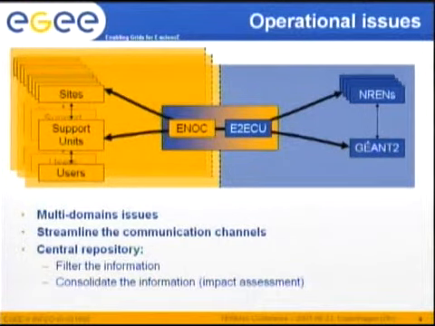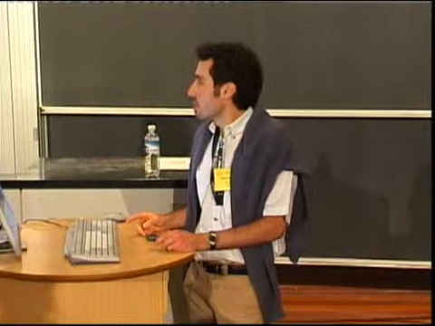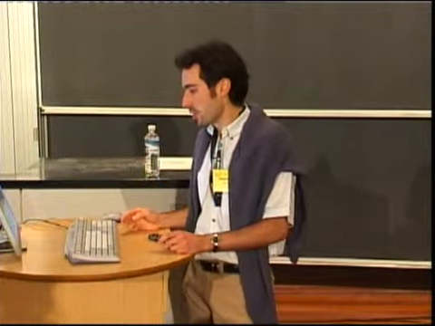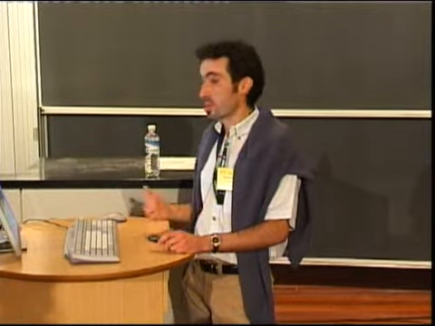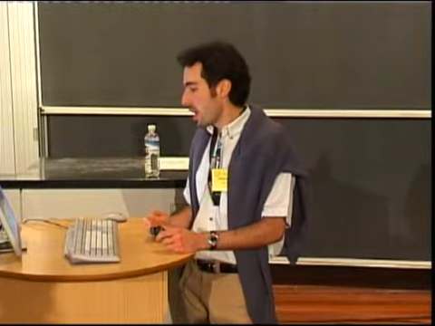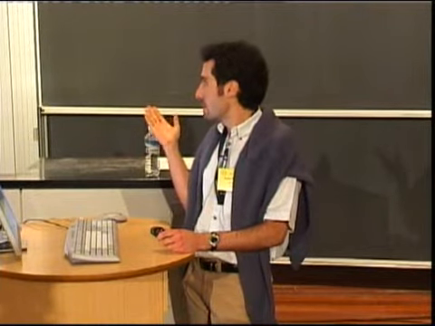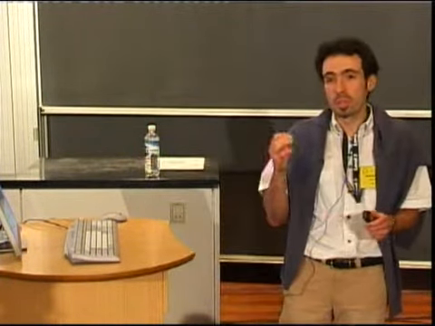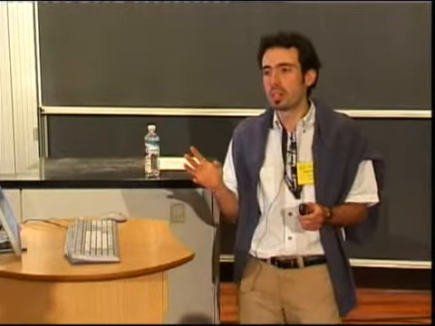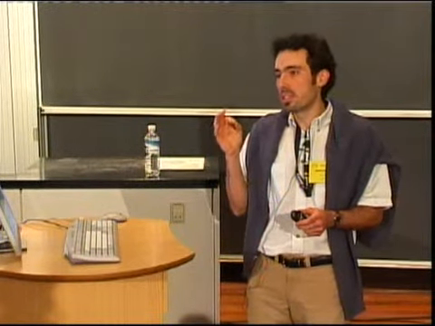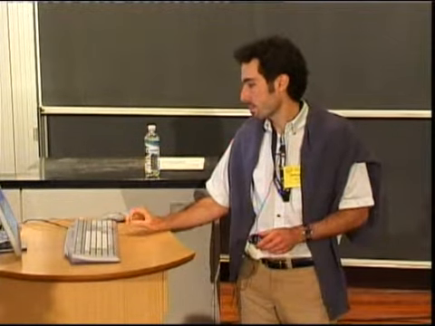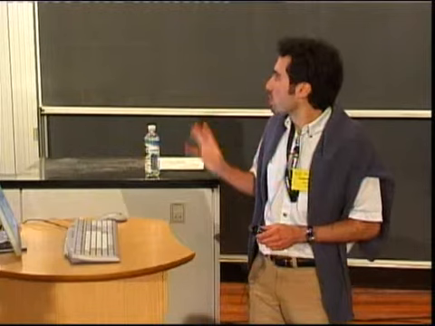Of course, doing this, we are also streamlining the communication channel. You don't want all the sites communicating with all the NRENs. This is unmanageable. And you also have a central repository, first to filter the information, having experts doing all the consolidation of the information, and doing this impact assessment. I mean, not forwarding to users, for example, that a particular circuit is down or may be down or has a slight impact on performance and so on, and just forwarding the right information at the right level to the right entity.